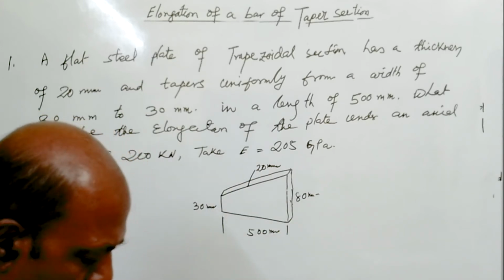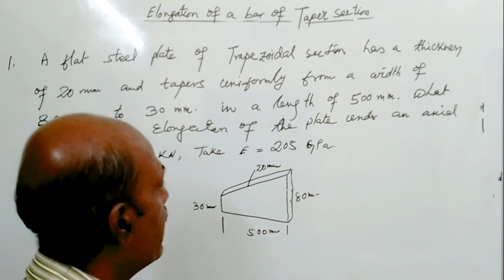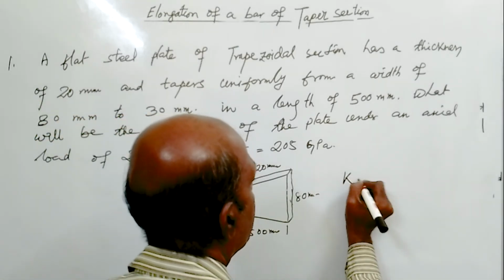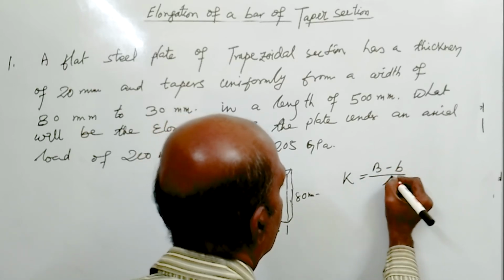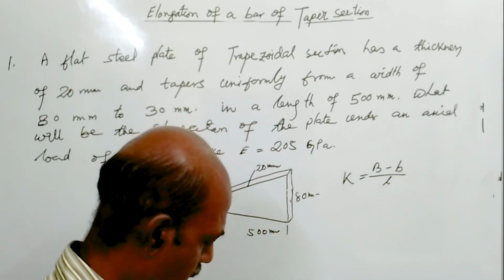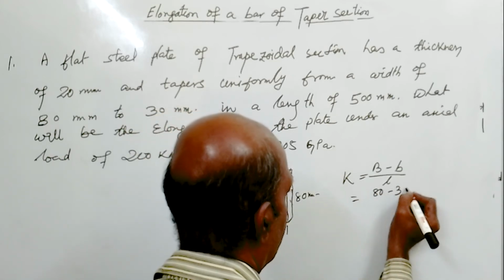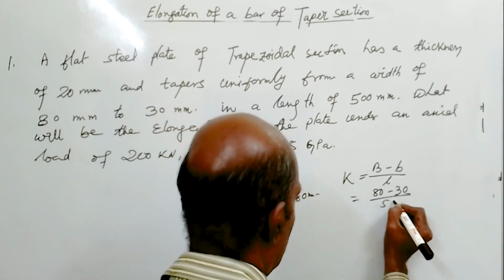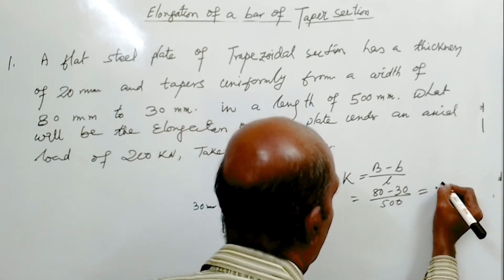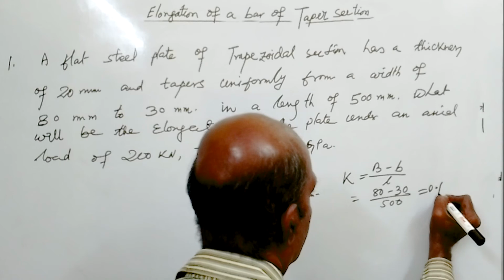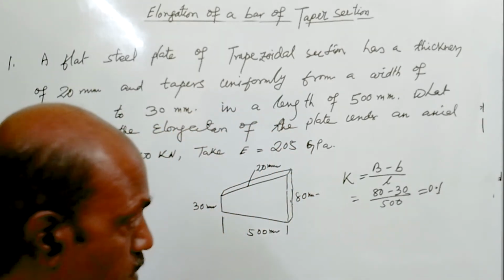So directly we can put the formula. K is equal to capital B minus small b by L. So in the formula, 80 minus 30 divided by L, which is 500. So it is giving 0.1. That is the K value, the constant.